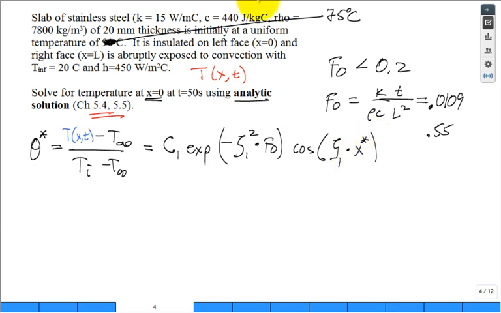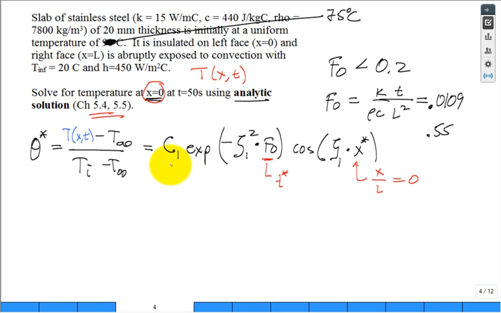This Fourier number is a dimensionless time. Sometimes I'll write it as t asterisk. This is dimensionless space, x divided by L. If you're evaluating it at x equal to 0, what is x asterisk equal to? 0. What's the cosine of 0? 1, so that term's easy. The Fourier number, you would run that and put it in.